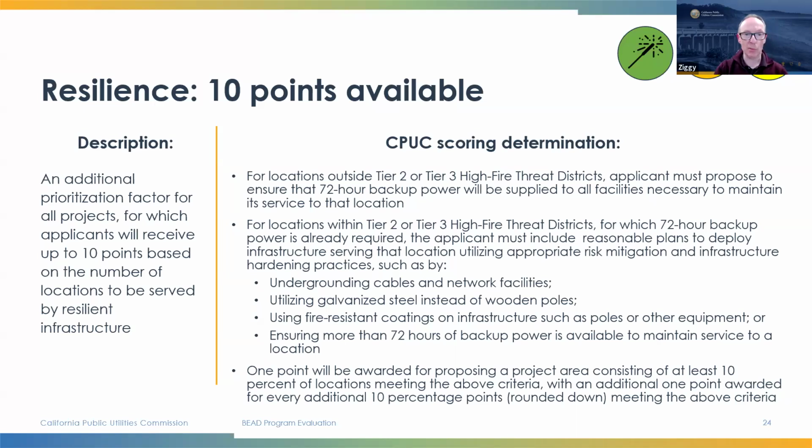But some of the most typical are undergrounding cables and network facilities, utilizing galvanized steel instead of wooden poles, fire-resistant coatings on the infrastructure, and of course, making sure that more than 72 hours of backup power is available. 1 point will be awarded for proposing a project area consisting of at least 10% of locations meeting the above criteria, and then an additional point will be awarded for every additional 10 percentage points meeting the above criteria.